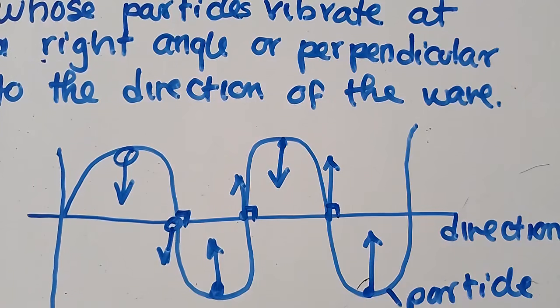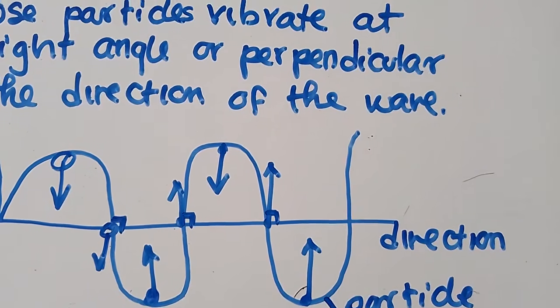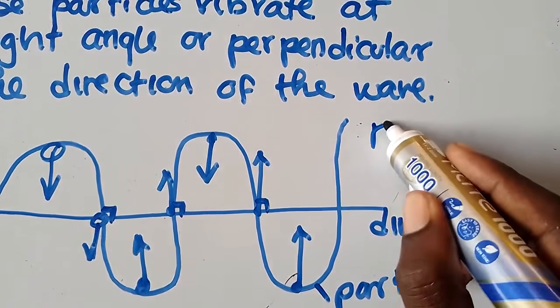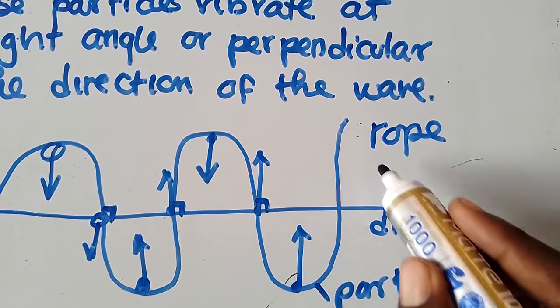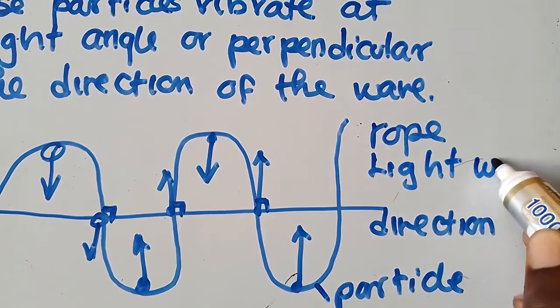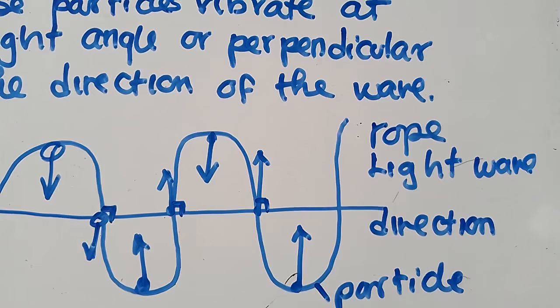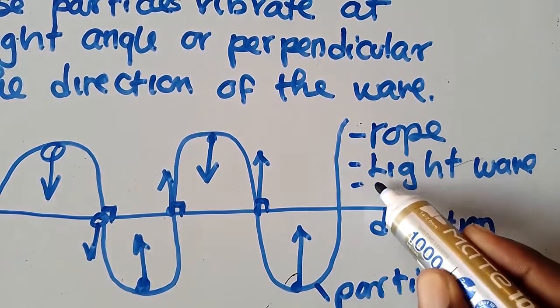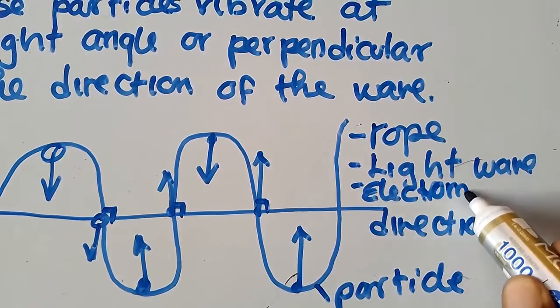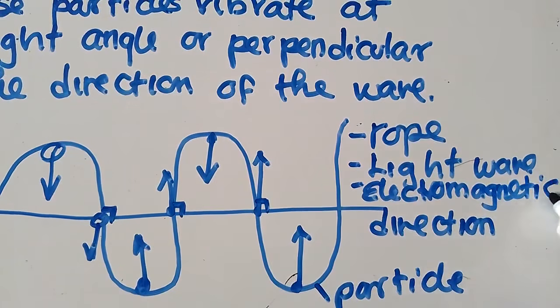Under a transverse wave, we have certain properties that you need to know and understand. Good examples of transverse waves are waves on a rope. We also have light waves. I believe I talked about this. We also have the electromagnetic wave. This is also an example of a transverse wave. This is what you need to understand.